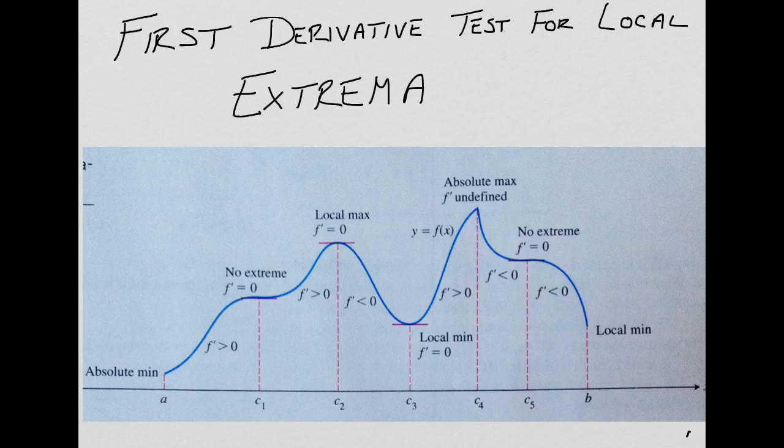points. So a critical point can occur anytime that the derivative of a function is either equal to 0 or that the derivative of the function is undefined.